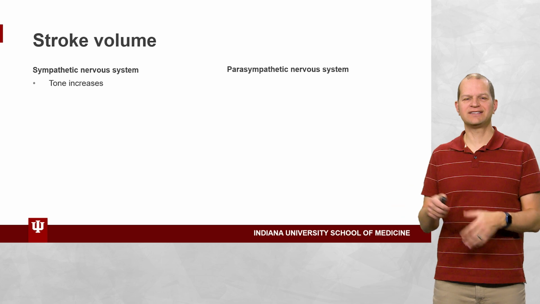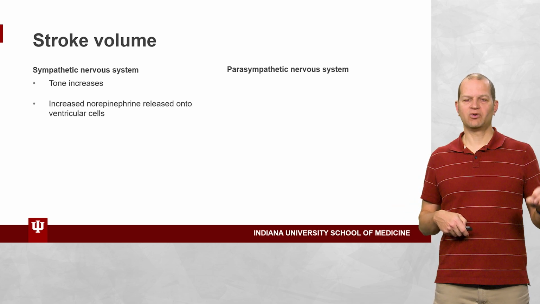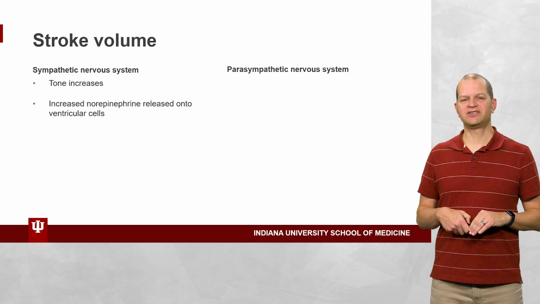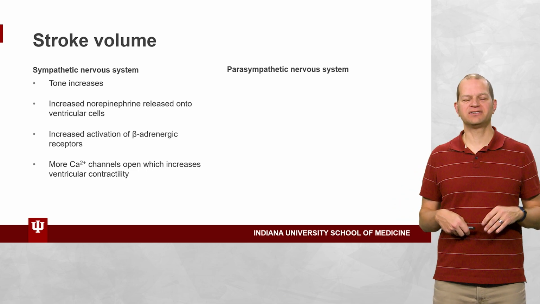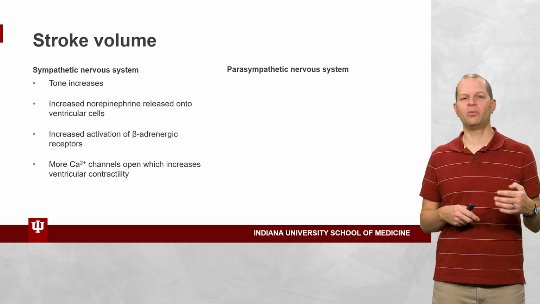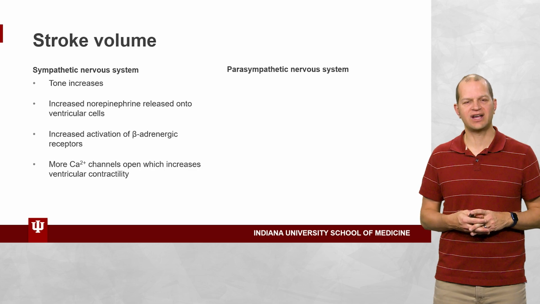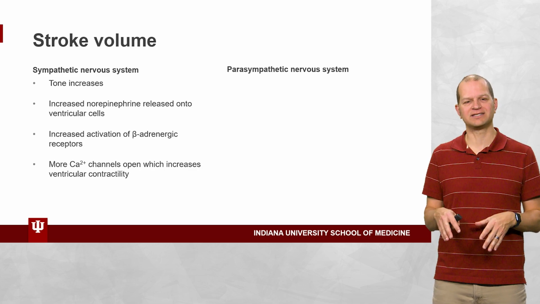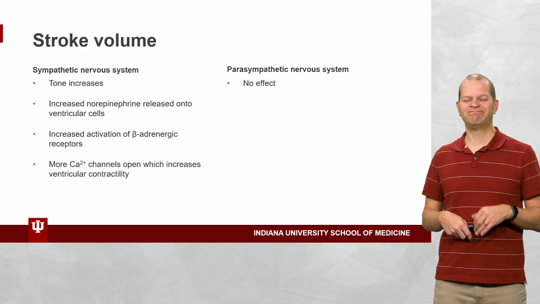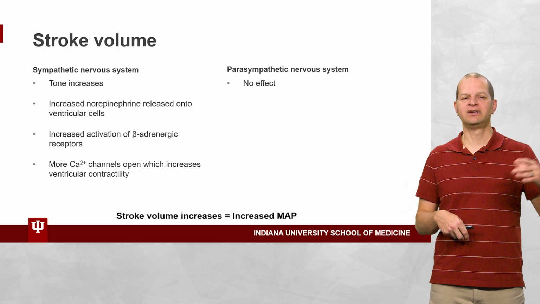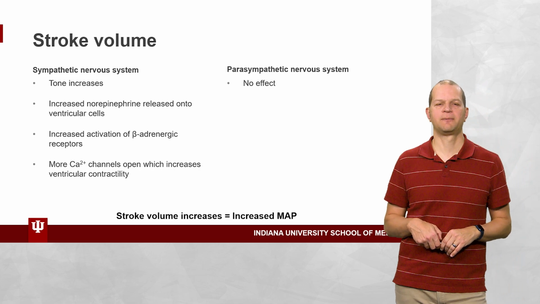Again, activity increases. This causes epinephrine to be released, and this time we're talking about epinephrine that's released onto the ventricle. We activate more beta-adrenergic receptors, but in this case on the ventricle, we open calcium channels, which means there is greater ventricular contractility. Remember, more calcium, more cross bridges, more force. Parasympathetic side, no real effect. So as a result, stroke volume increases, and if stroke volume increases, pressure increases.